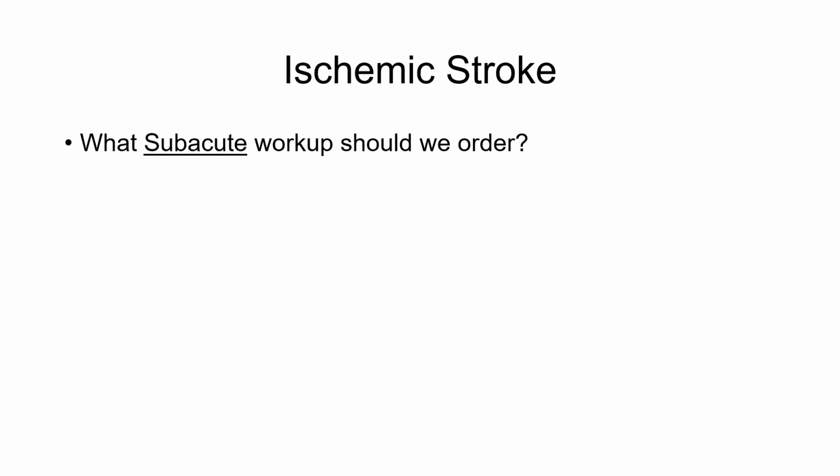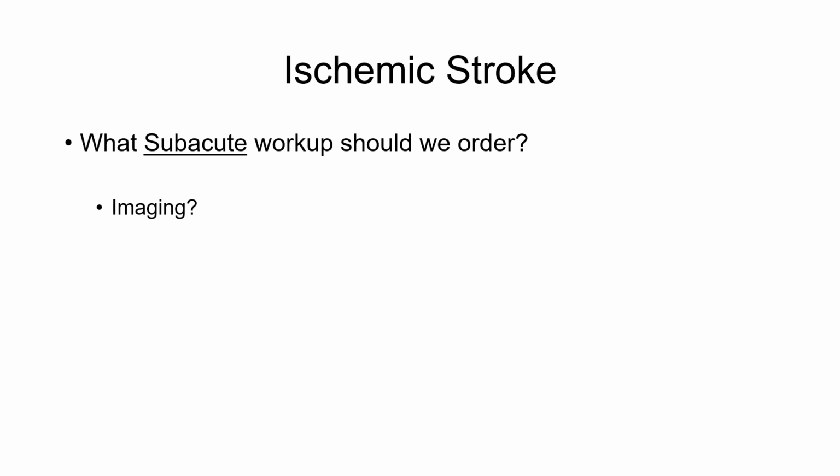So what subacute workup should we order? Or in other words, what type of workup should we do to help decrease the chance of stroke in the future? The first thing we need to do is diagnose that a stroke occurred, and this is done by diffusion-weighted MRI of the brain. The CAT scan that we did initially is to rule out hemorrhage as a cause for stroke, and the CT angiography is to see if the patient's a thrombectomy candidate.